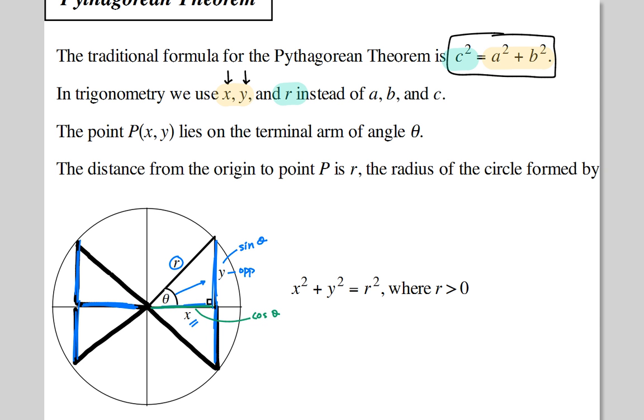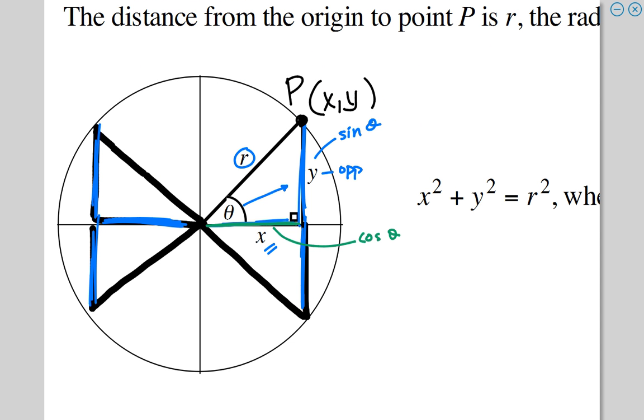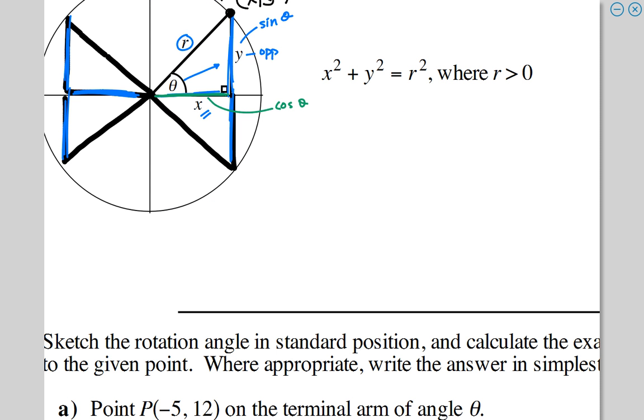Now it's going to tell you that some point, x comma y, lies on the terminal arm of angle theta. So here is your point. Put a big dot on that. Call it x comma y. This is your point P. Okay? Point P is x over and y up. Up or down. Left and right, up and down. So that's your point xy. Now the distance from the origin is going to be the length of this hypotenuse r. Okay? And you get this formula right here.